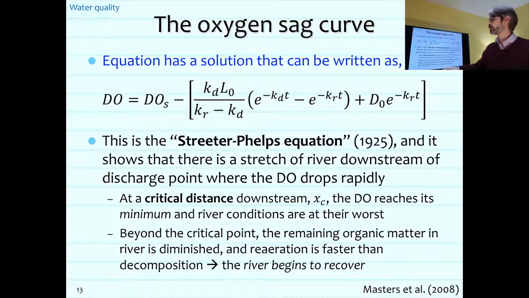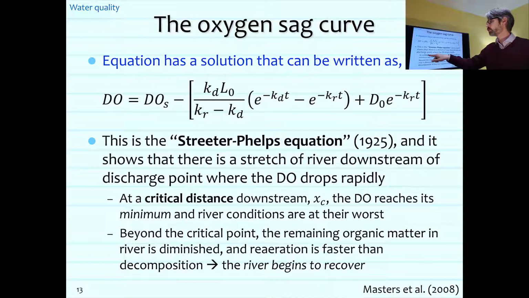That equation has a solution that can ultimately be written in this form. The dissolved oxygen is equal to the dissolved oxygen at saturation minus all of this, and this again is the ultimate BOD. These are the rate constants, and these are exponentials. This is the initial deficit. Altogether, this equation is the Streeter-Phelps equation, again from 1925, and it shows that there's a stretch of river downstream of the discharge point where the DO drops rapidly.